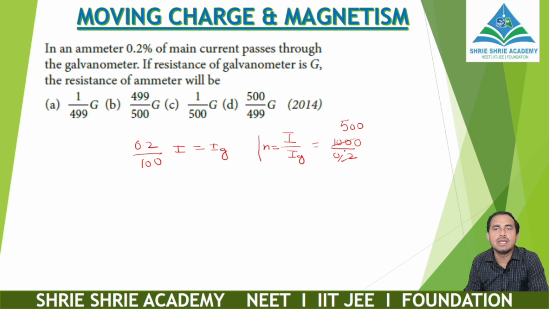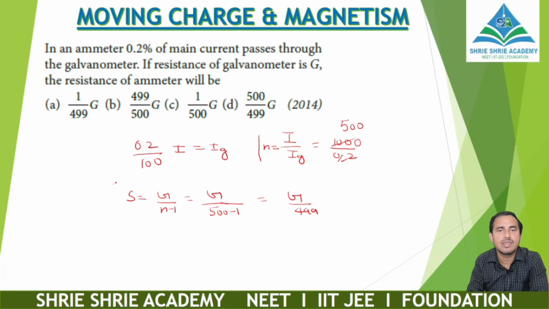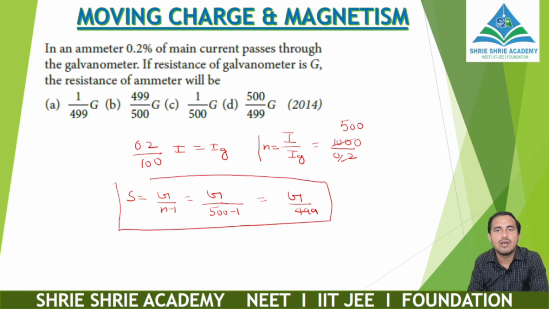Now here he is asking about shunt resistance. The shunt resistance formula is G divided by N minus 1. G is G only, N is 500, minus 1. So the shunt resistance is G divided by 499. But he is not asking what the shunt resistance is. He is asking what the resistance of the ammeter is. An ammeter is a combination of a galvanometer plus a shunt resistance, and now they are in parallel connection.